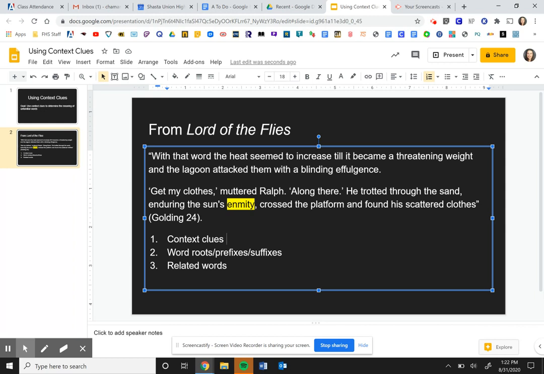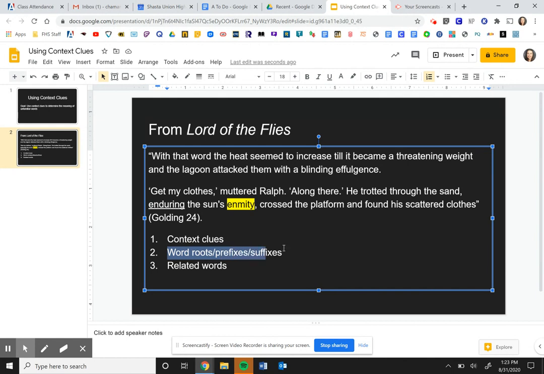So I'm going to read this context sentence again. "Get my clothes," muttered Ralph, "along there." He trotted through the sand, enduring the sun's enmity, crossed the platform, and found his scattered clothes. So the clue that's standing out to me is the word enduring, because it means that enmity is probably something negative if it's something to be endured. So I've looked at context clues.